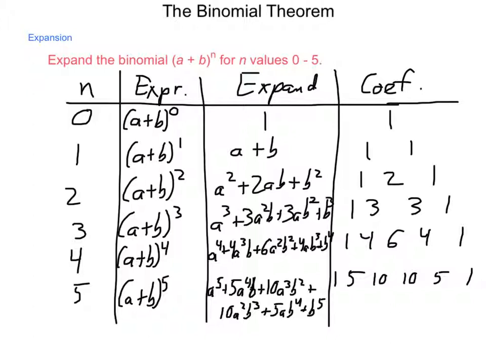Now, the form that is being created on the right-hand side with this list of coefficients is a special tool that's used in mathematics called the Pascal Triangle. And there are many patterns that exist inside of it, but let's take a look at how we can build this on our own without doing this binomial expansion.